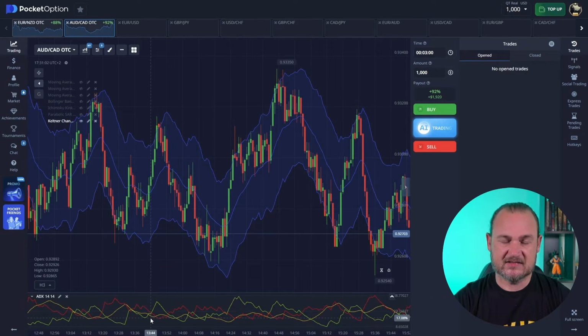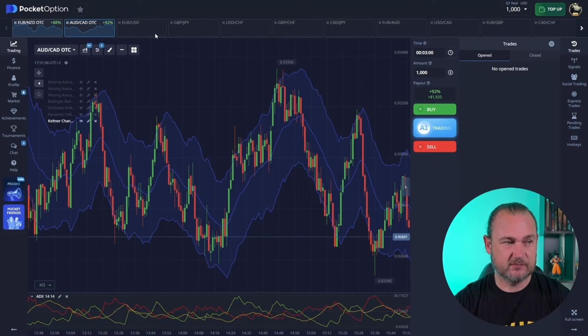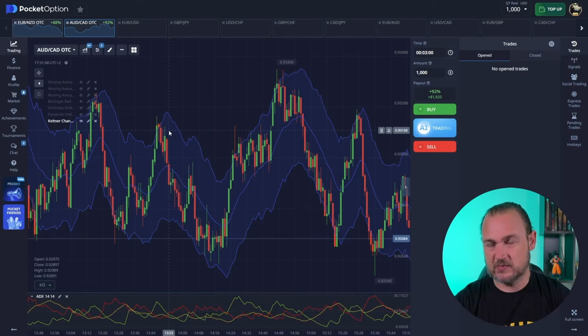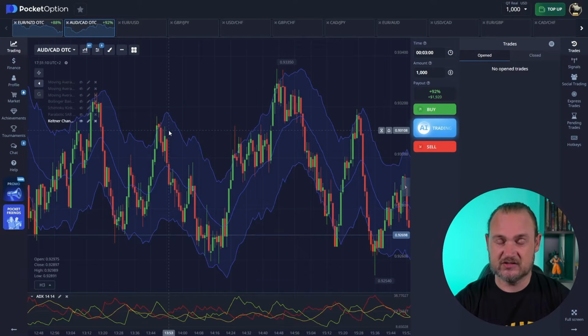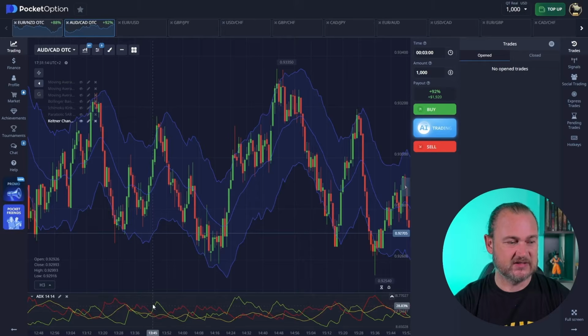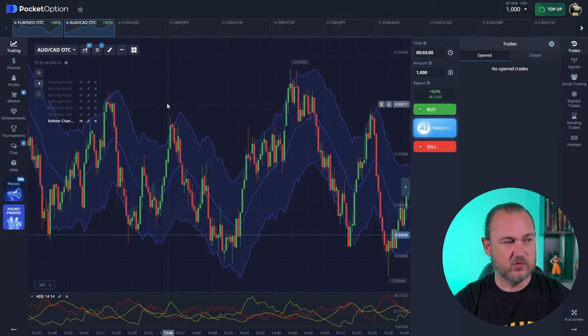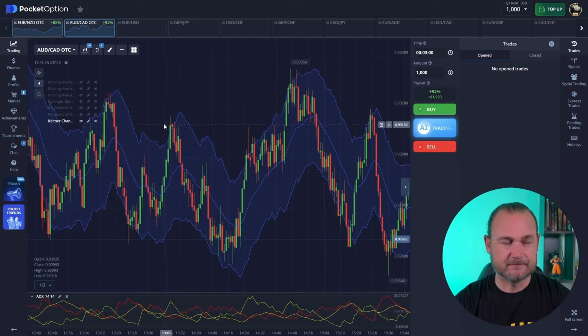We want the ADX itself very low, but we want a decent DI spike. So if price is moving upwards, it will be a green spike. If price is moving downwards, it will be a red spike, or a DI minus spike. This was a DI plus spike. So we're going to look for these. Once price gets outside of the Keltner channel, we're simply going to put this trade in reverse. So this would have been a sell for us there.